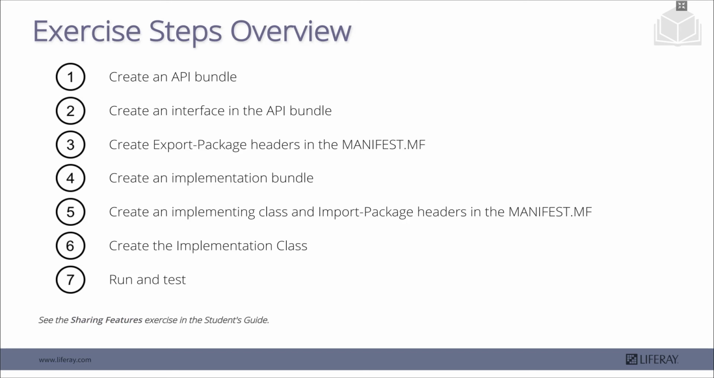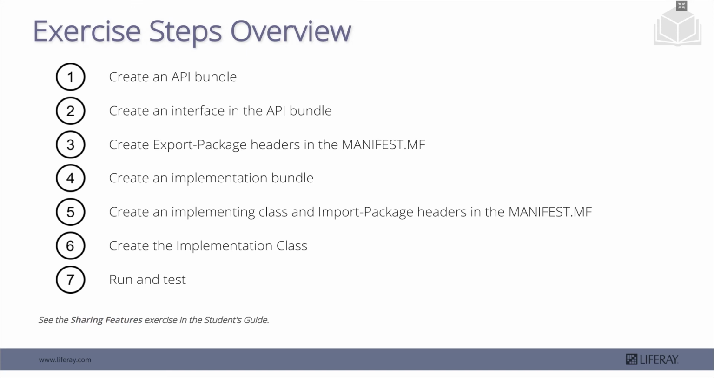We're first going to start off by creating our API bundle, and inside of the API bundle will be the interface. Once we create the interface, we're going to say, I want to export the package that contains the interface. So we define that over in the manifest file.